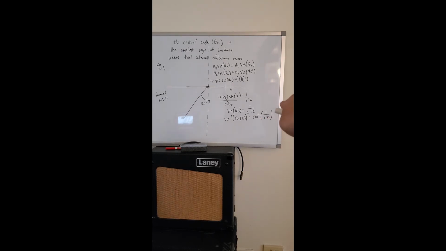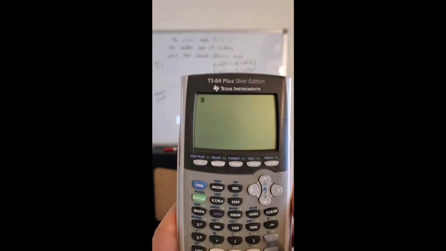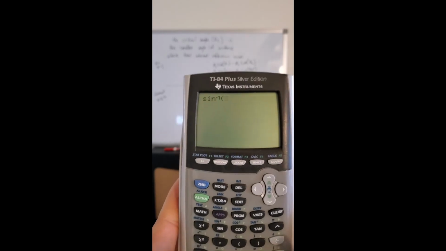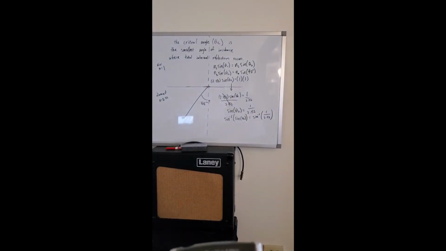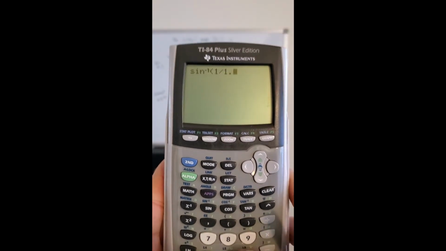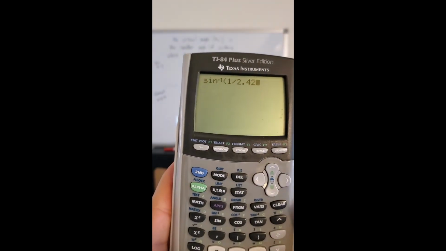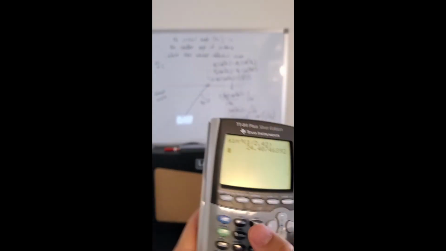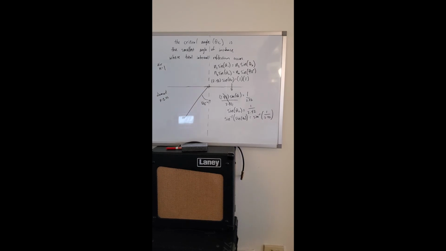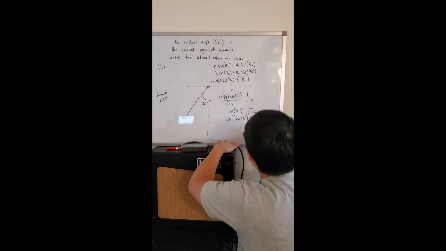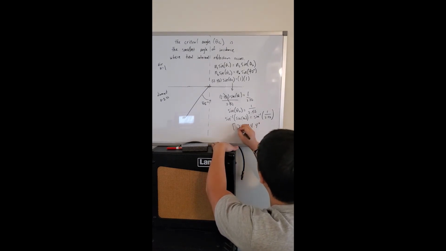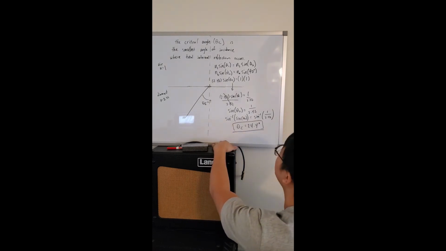I'm going to show you how to find that on a calculator. Shoop. And we have the second sine. So we get the inverse sine of 1 divided by, what was it? 2.42. Oh, that's not a 2. 2.42. And that should give us 24.4. Alright, so let's put that in there. So we get theta c is equal to 24.44 degrees. And that, my friends, is your critical angle for diamond in air.